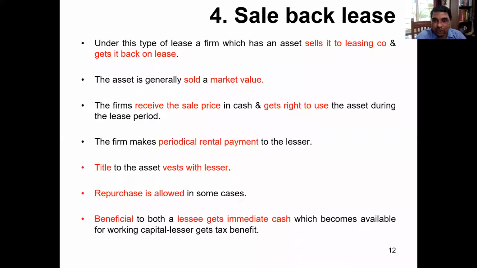lease. It has two advantages, because when you are selling, you are getting a cash inflow that will help you to run the business. And you can use the asset by taking it on lease, by paying lease rentals. That means you will get a big inflow of money, but the outflow will be in small installments. So that will be helpful in managing your business cash. So that is again a financial management plan, sale and lease back.